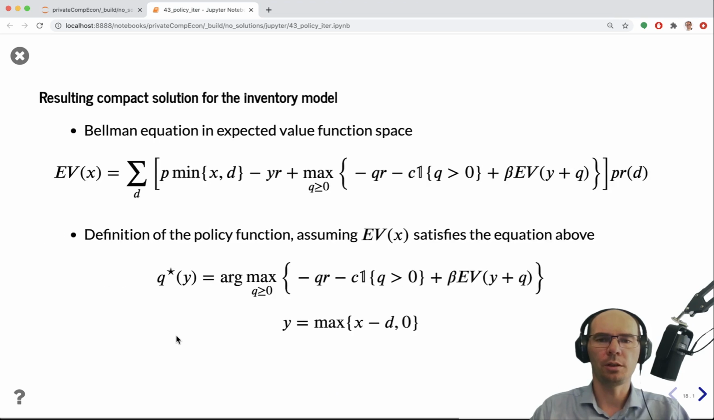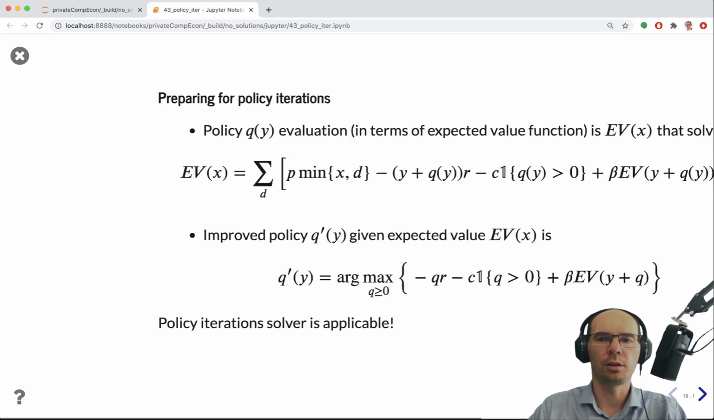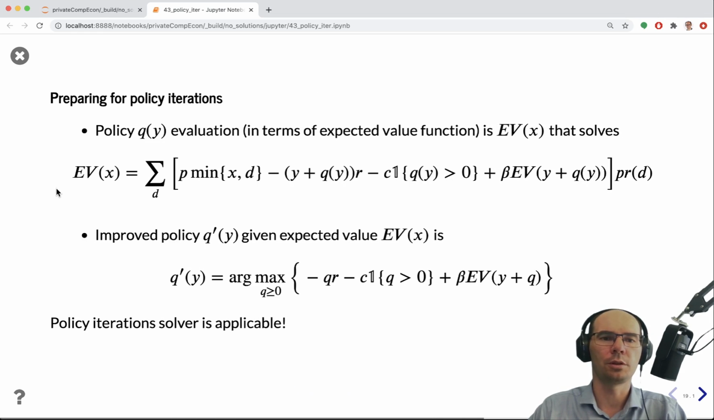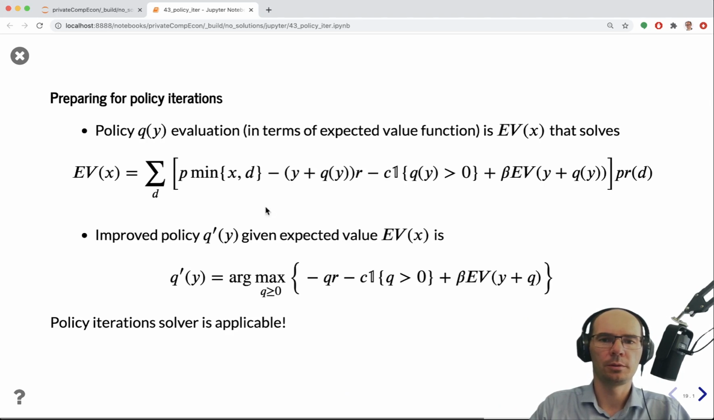So can we use these for the policy iterations? The answer is of course yes, because we can now iterate on these two notions. We can solve for the EV that is a fixed point of the simplified Bellman operator, should I say, where we can just drop the maximum, right? Compare this one with this one.